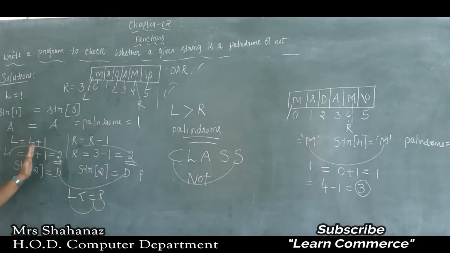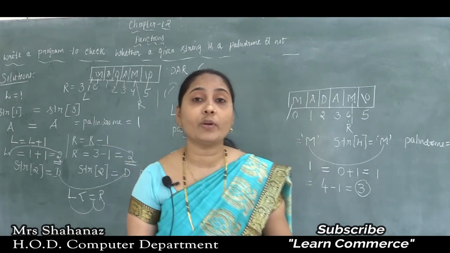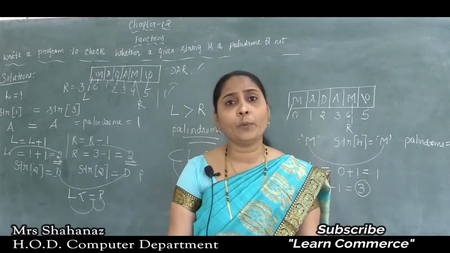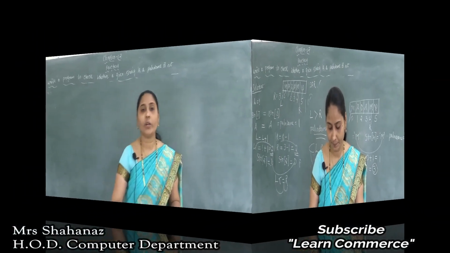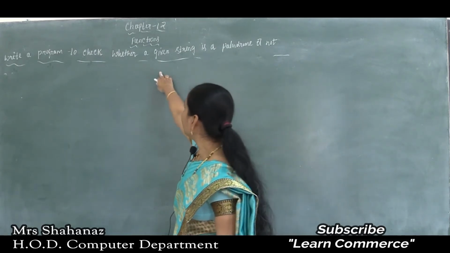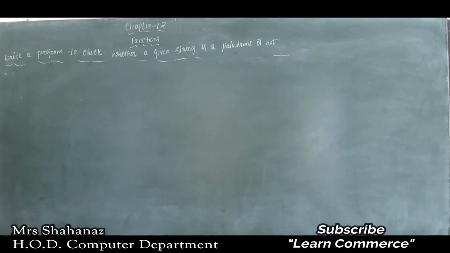Okay, here palindrome word. After that we are going to complete the flow chart and the program of this program. Clear this point? After completing the solution of the program, that is, whether a given string is a palindrome or not, we already completed this solution. Now let's complete the flow chart of this program.